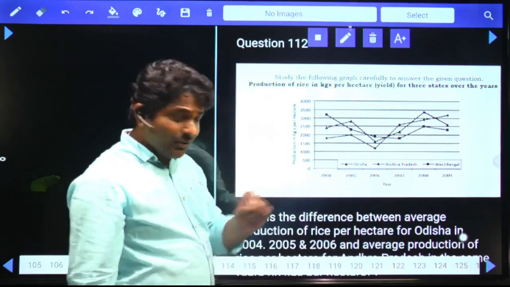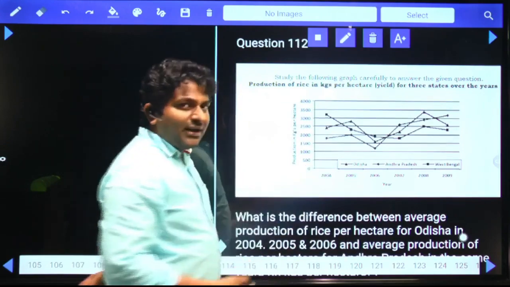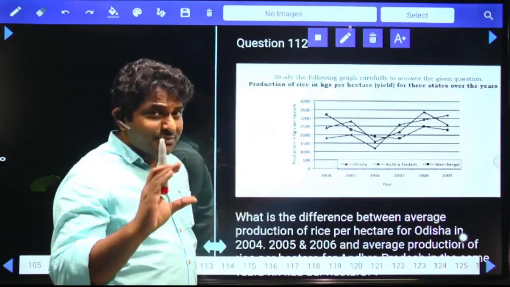So I just take only the triangle value minus the diamond value. It is better we calculate in terms of number of lines.